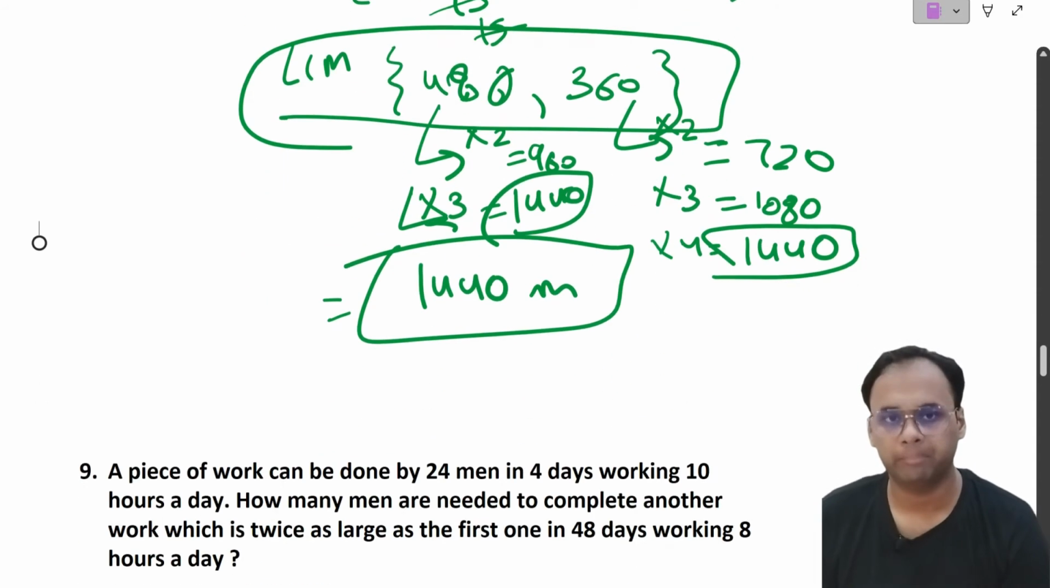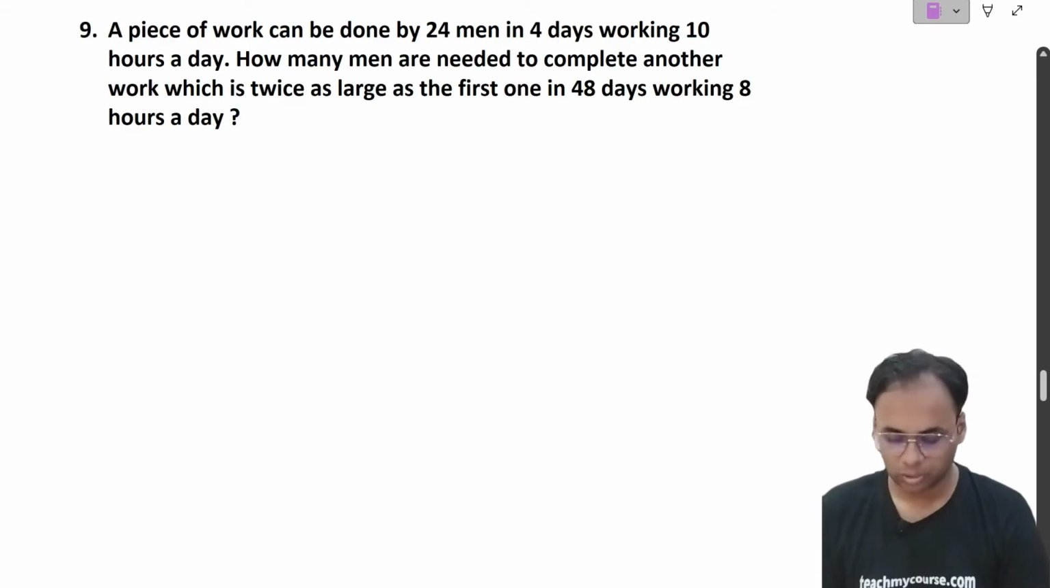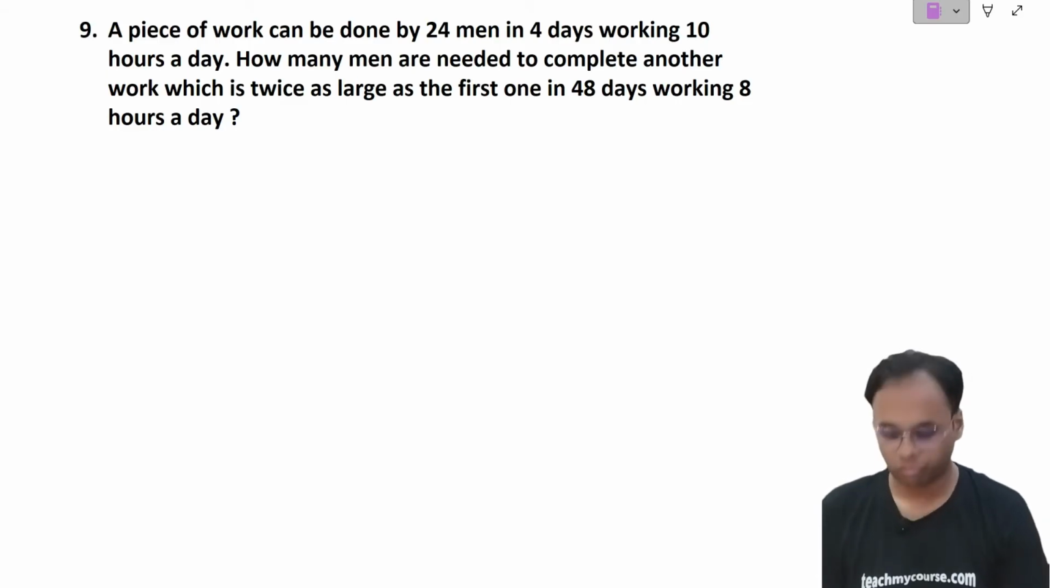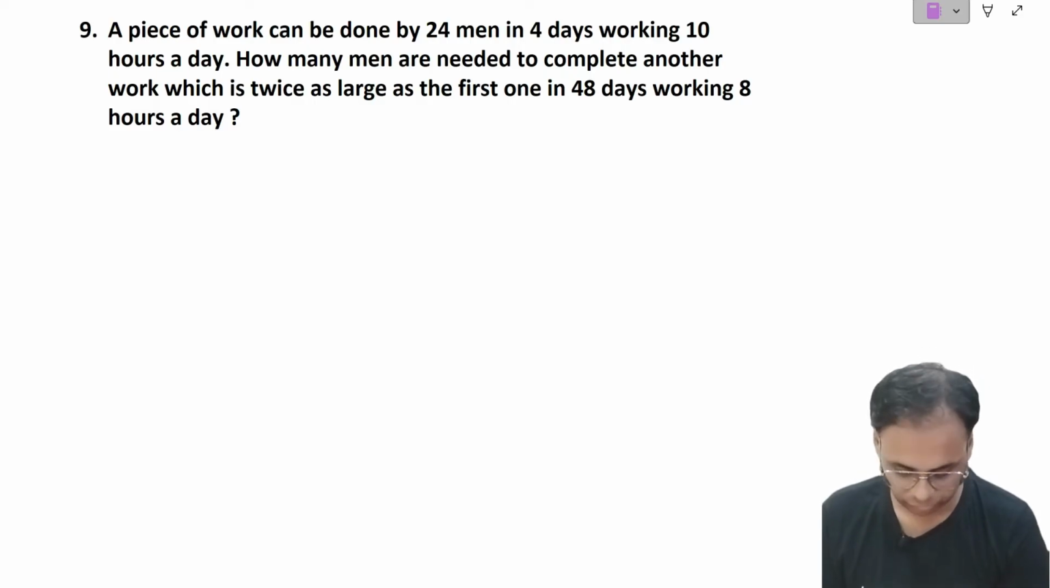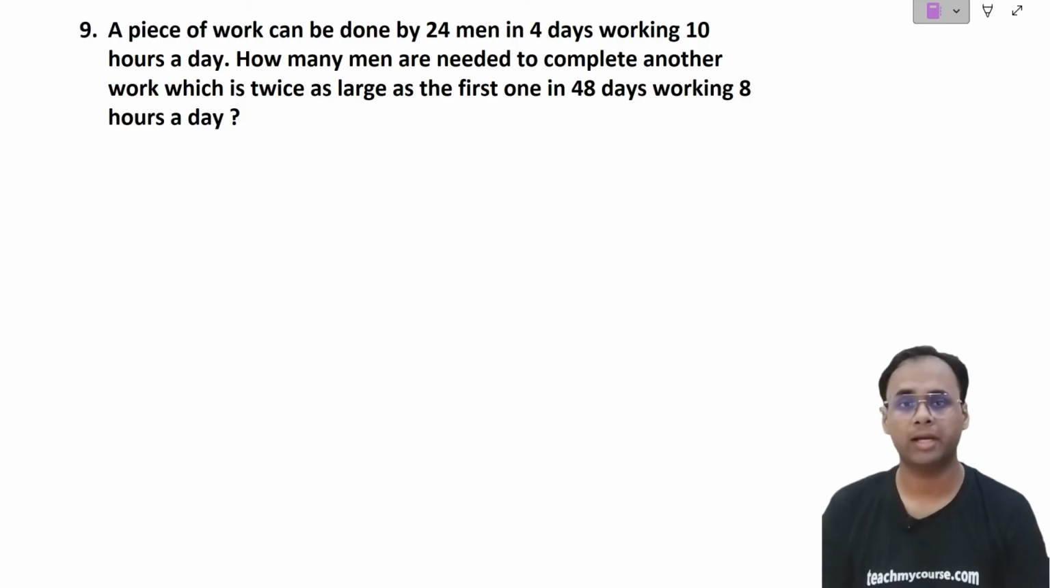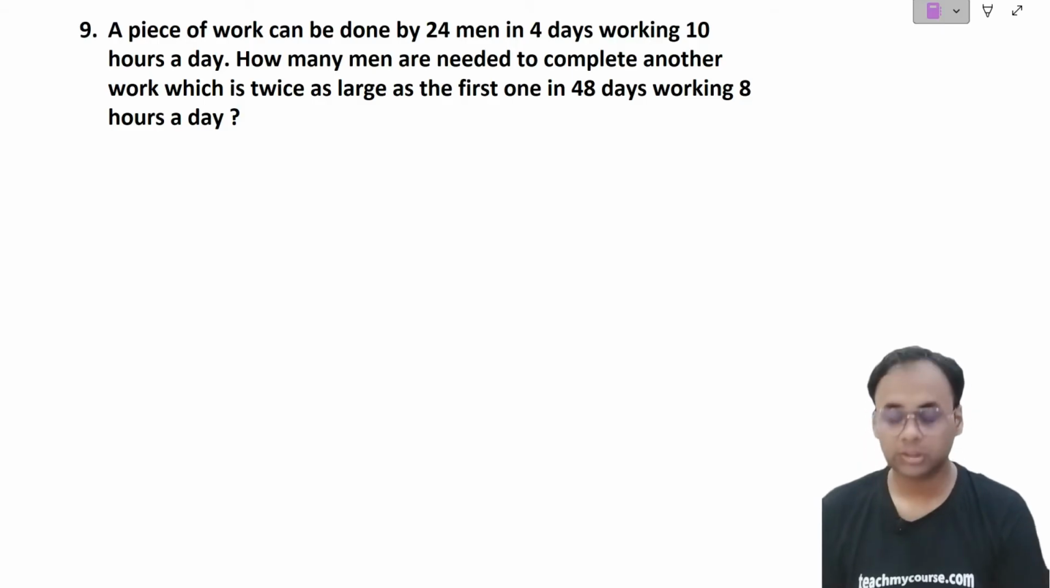We move on to the next question without wasting any further time. A piece of work can be done by 24 men in 4 days working 10 hours a day. How many men are needed to complete another work which is twice as large as the first one in 48 days working 8 hours a day? This is clearly a question based on time and work.